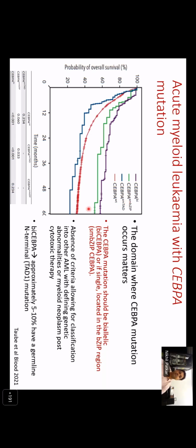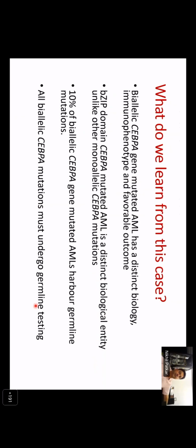Okay. And another important thing to remember is that 5 to 10% of patients with biallelic CEBPA, especially TAD1 domain, have germline mutations. So you have to counsel these patients to send for germline testing. We do this in all biallelic CEBPAs we see here, and we have 3 cohorts of patients in which the CEBPA mutations are present within their families.